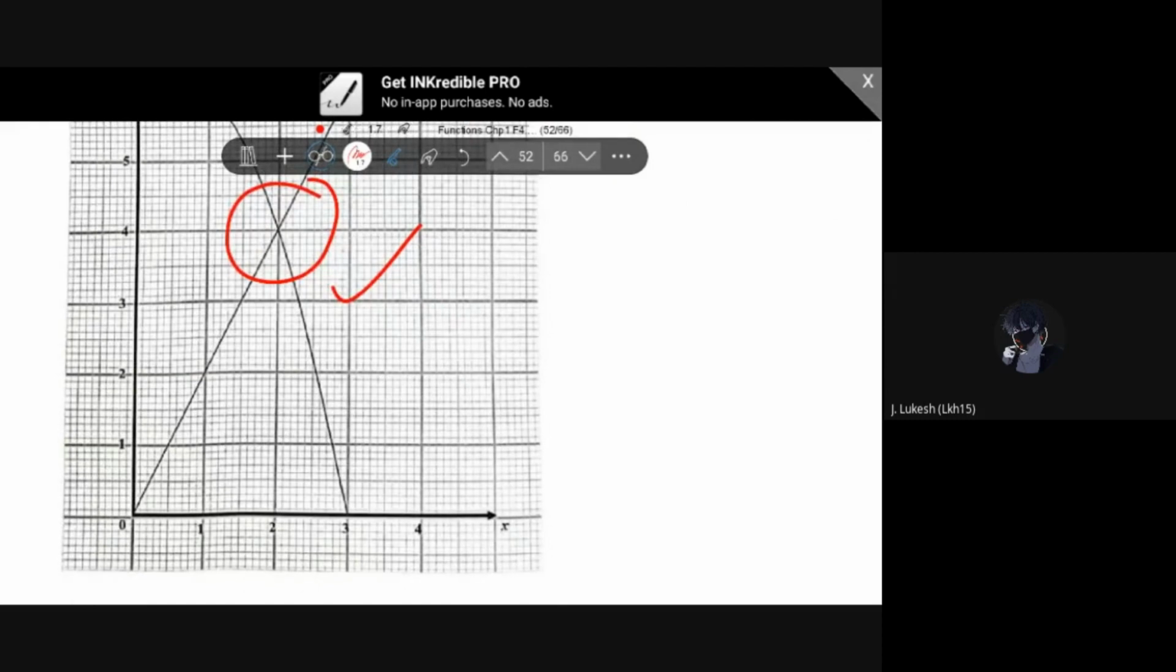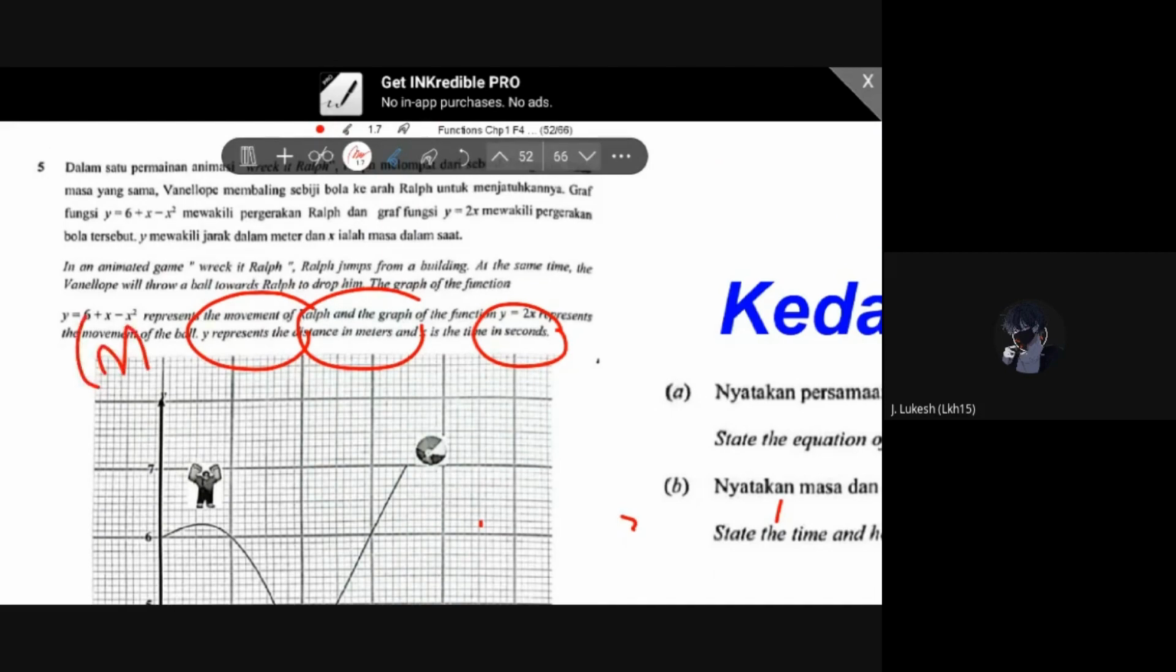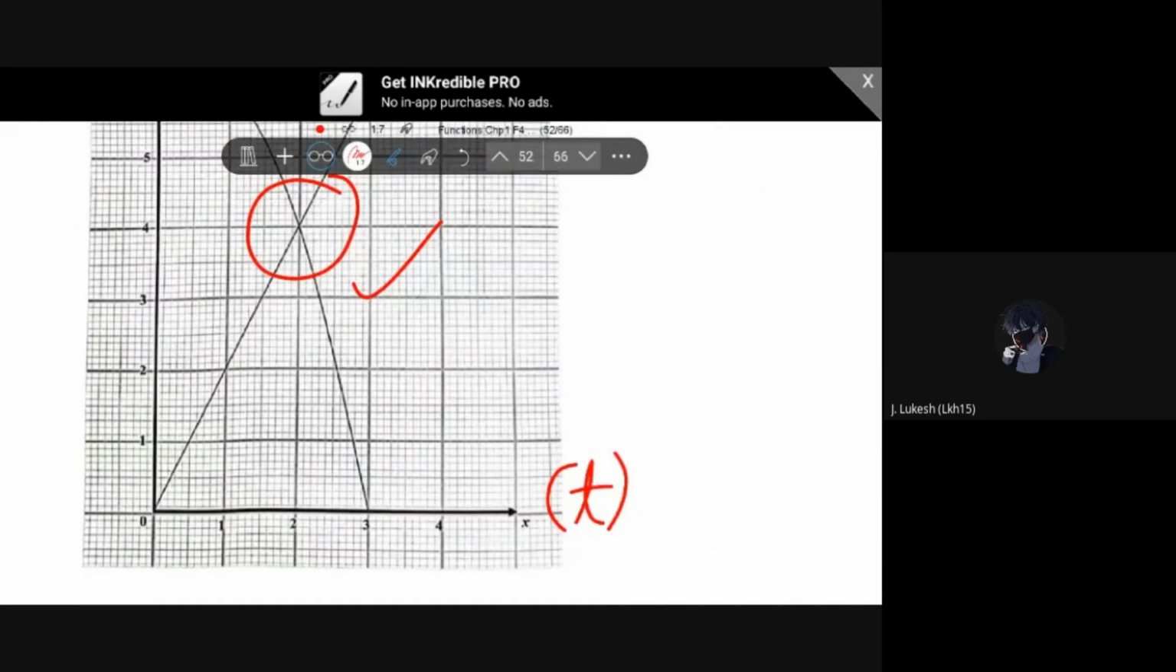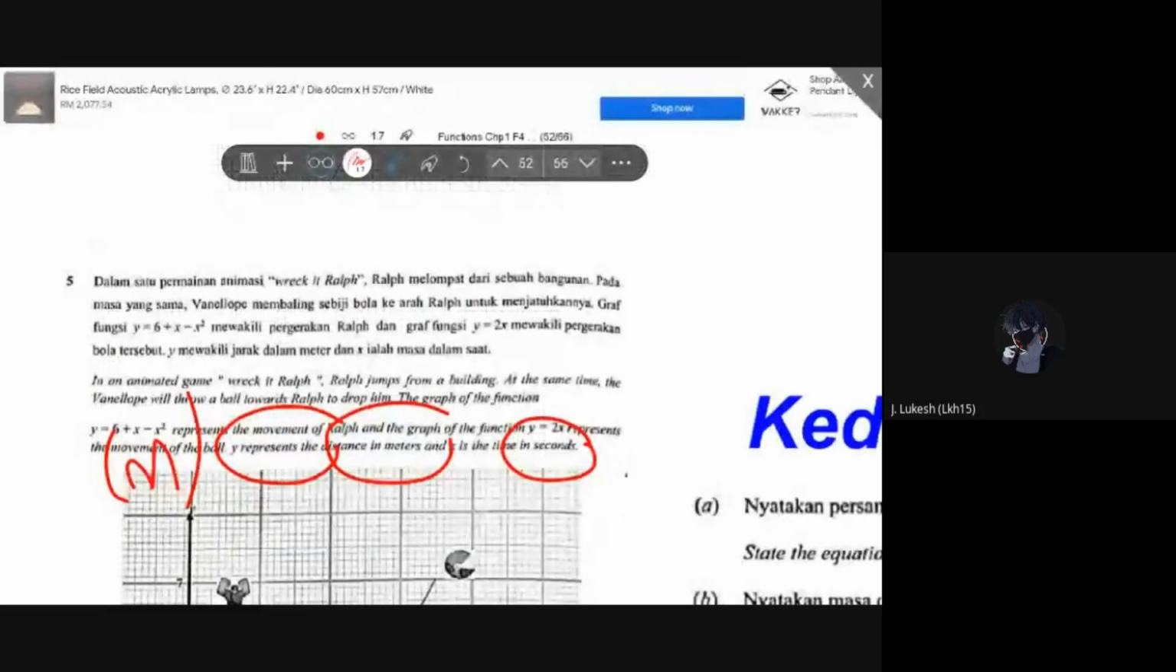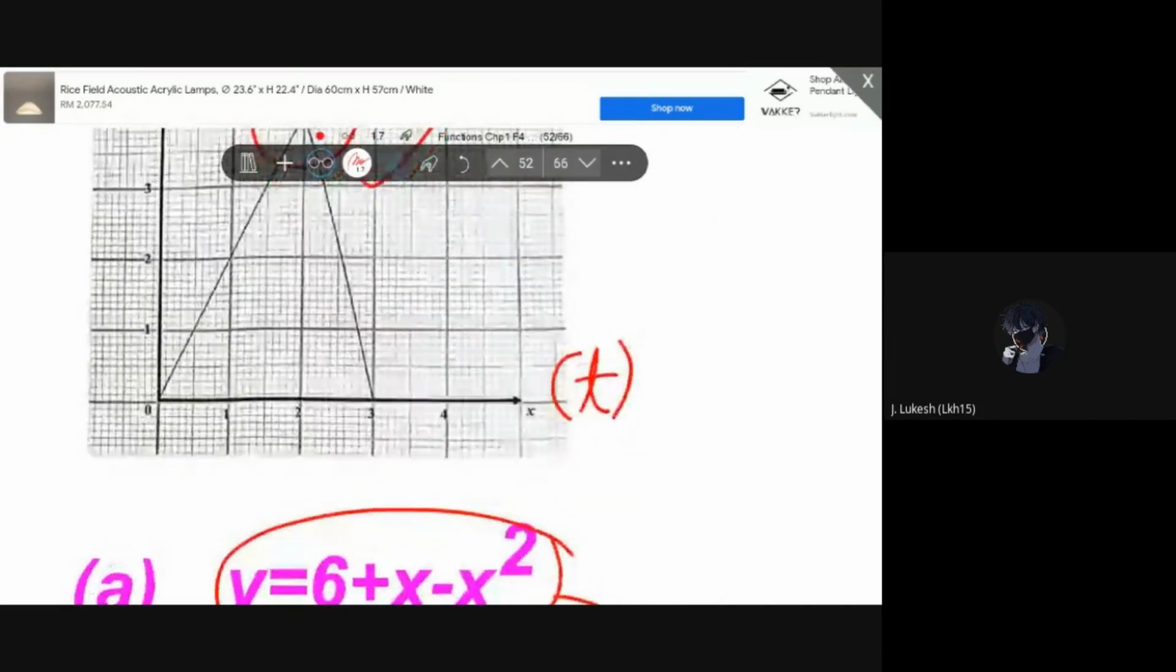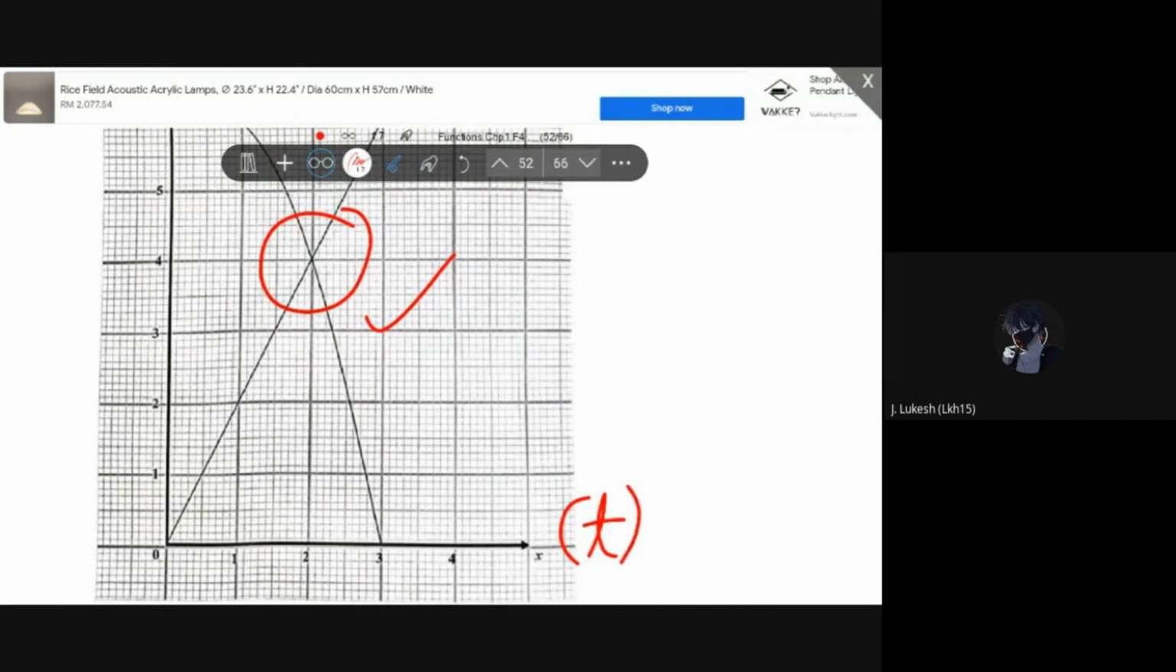Good. Okay. So, siapa-siapa boleh bagi tahu? X ni ialah masa. Y axis pula adalah meter. So, apa masa untuk persilangan valve dengan bola? Can anyone tell, what is the time value? Apa nilai masa dia? What is the value of T? Very good, Izatul. T equals 2. Very good also to the others. T equals 2. So, T correct already.